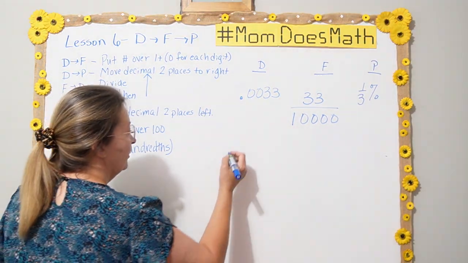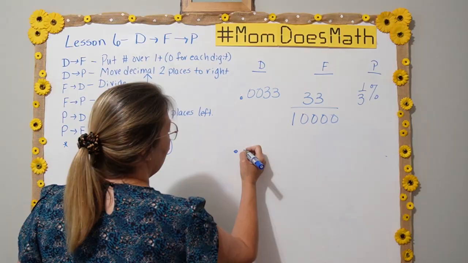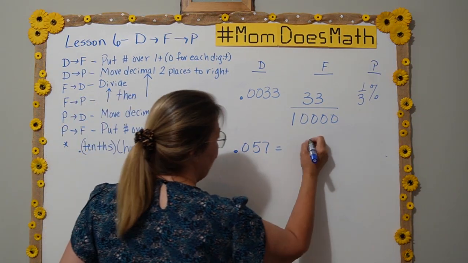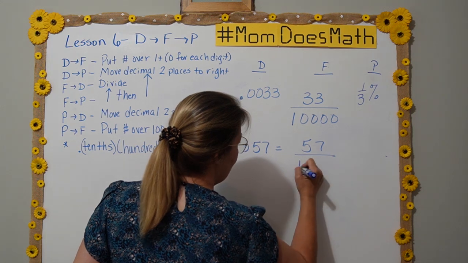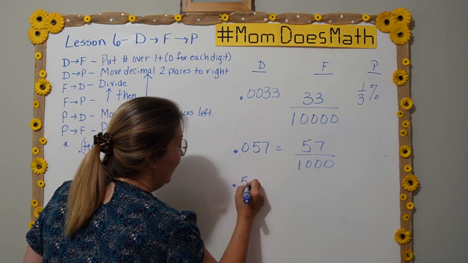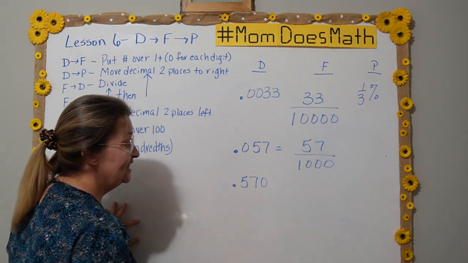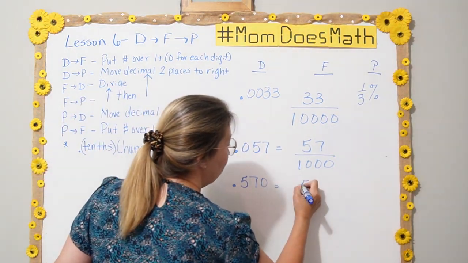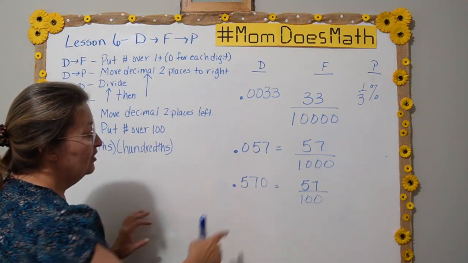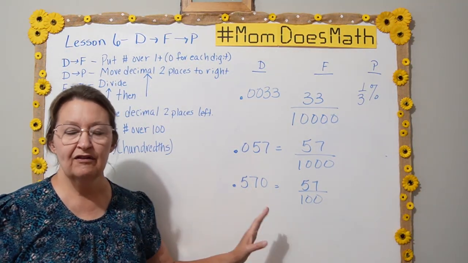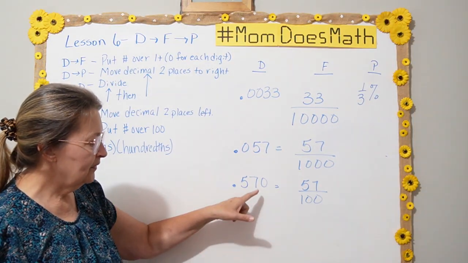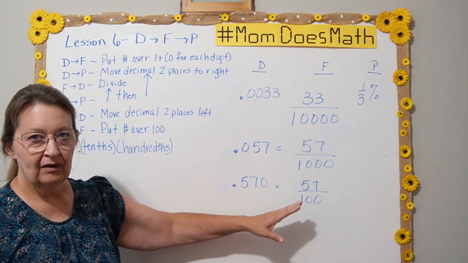So, for example, if I have 0.057 and I want to make that into a fraction, that's going to be 57 over 1,000. However, if I had 0.570, that would be 57 over 100. The zeros at the very end, if there is nothing else in between, after the 0, then you don't have to count it. All right?